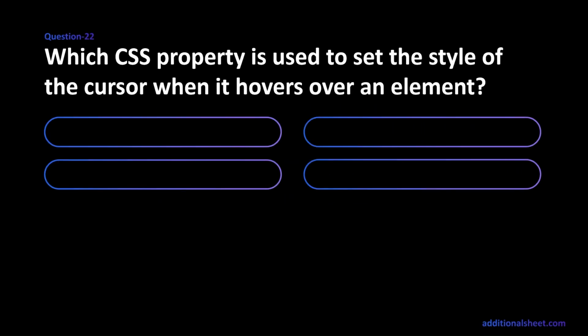Q22. Which CSS property is used to set the style of the cursor when it hovers over an element? Options are: A. Cursor style. B. Cursor hover. C. Cursor. D. Over style.